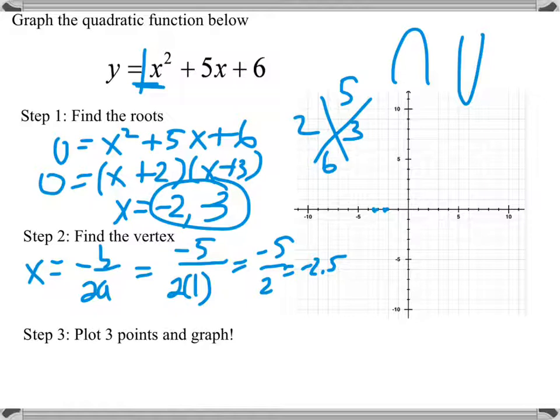So negative 2.5, it's going to go down somewhere over here. Now to find the y value, let's put the x value back into the equation here and find the y value.